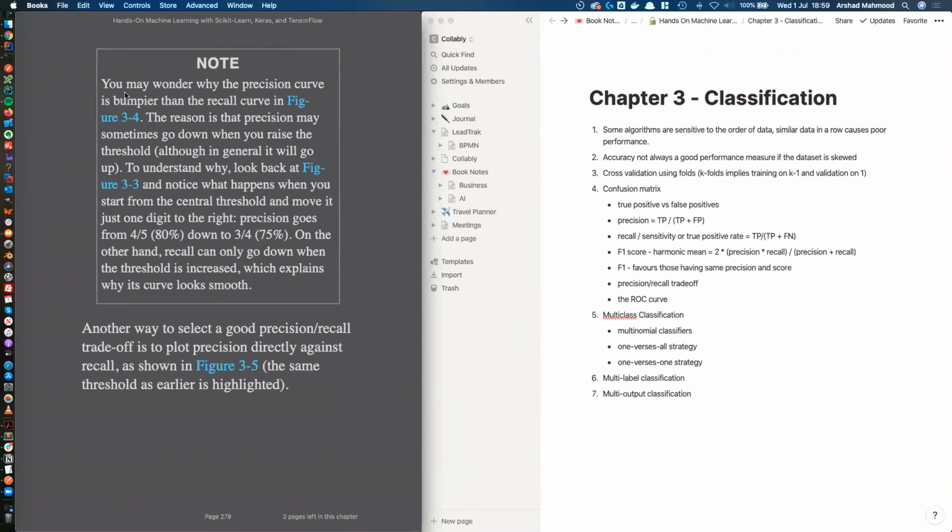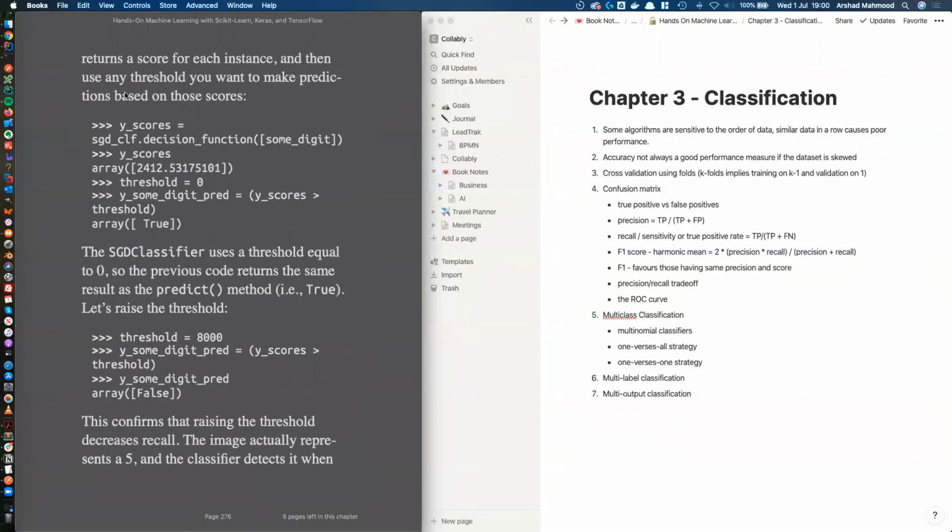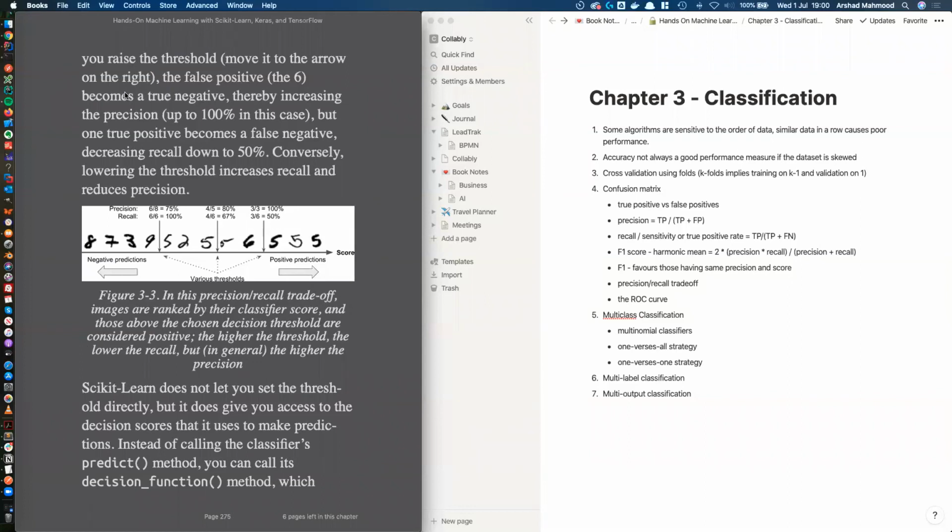So I get the point where he said the precision goes from 80% to less, if you go back to figure 3.3. Yeah, this one. This explains that when we have a threshold at a point, I think in the middle, you have 4 out of 5 which are kind of true positives. But when you move that threshold arrow too high, you are only able to recognize 3 out of 6. So precision goes down. I got that point, but I still don't understand what he means by bumpy.